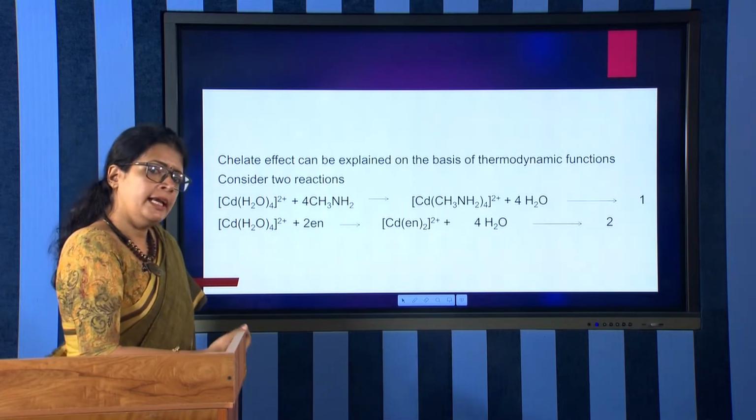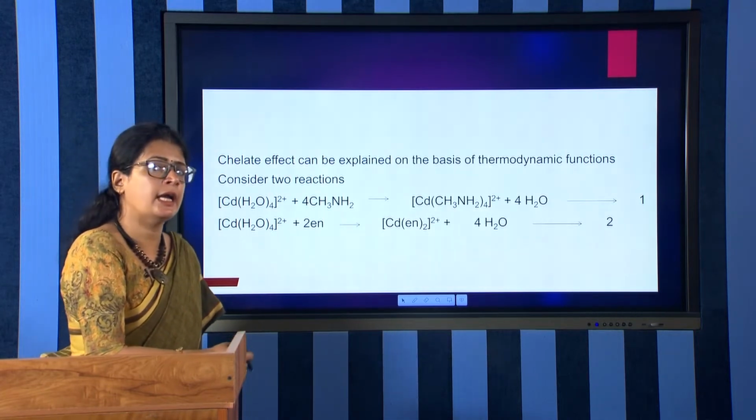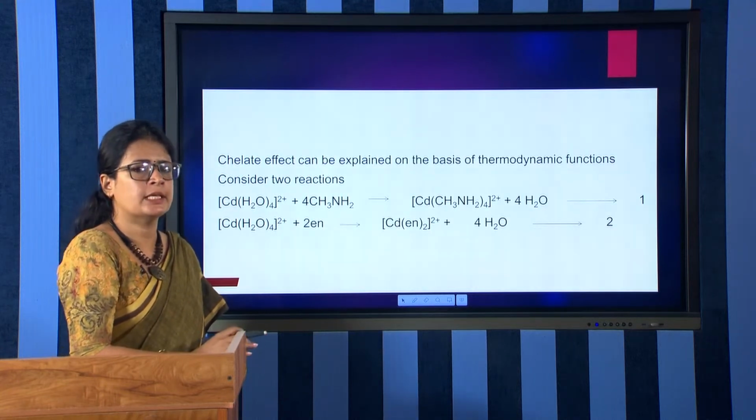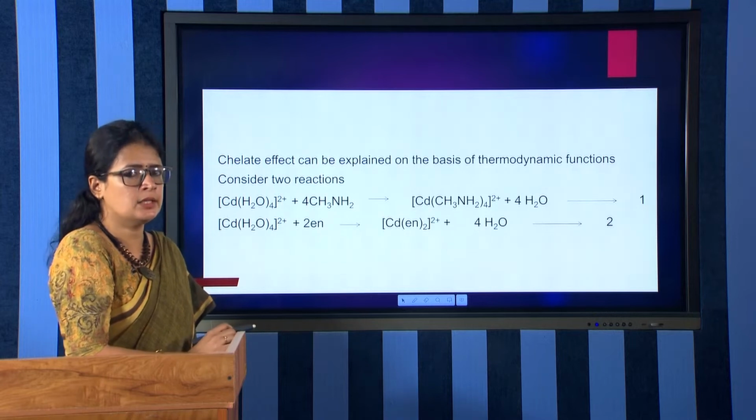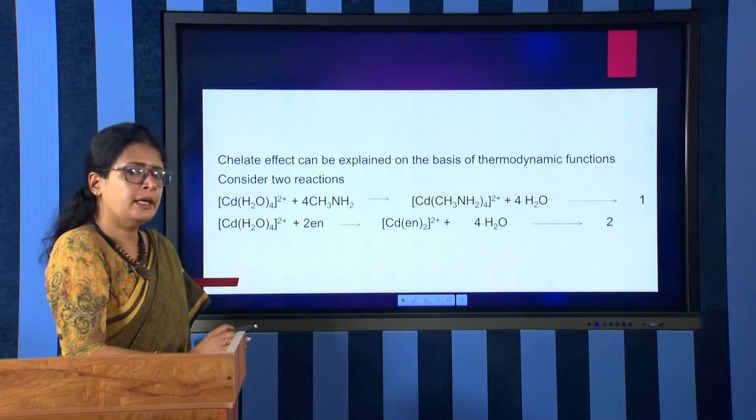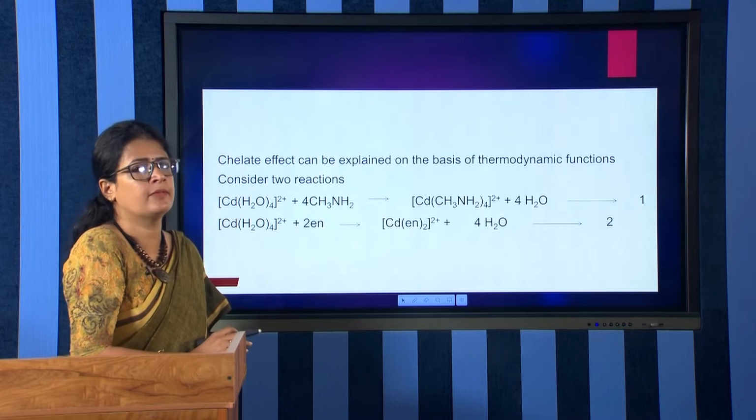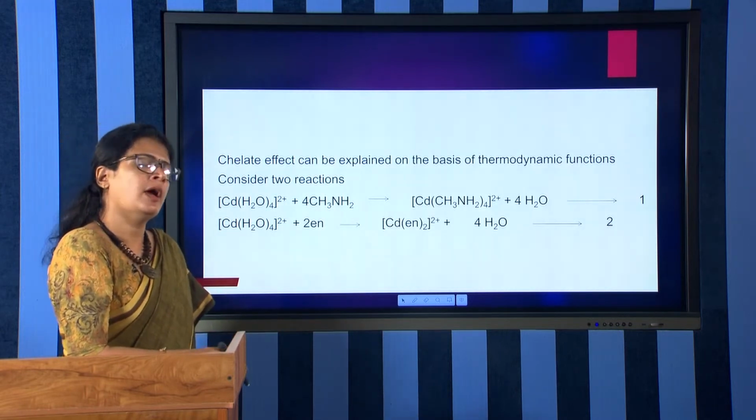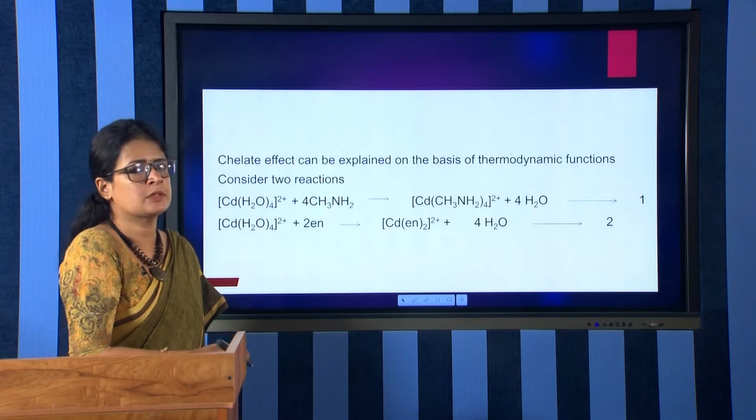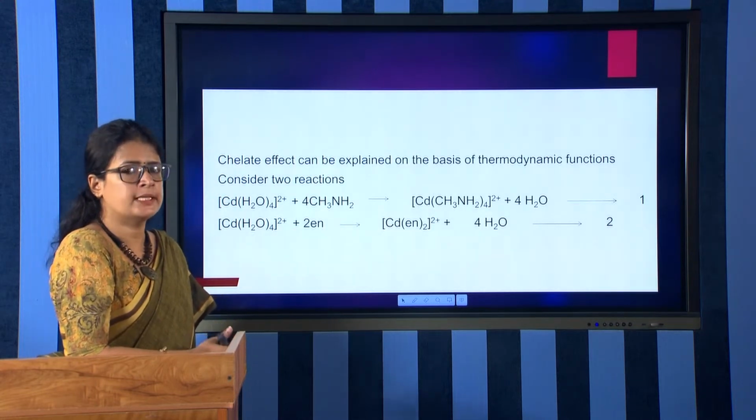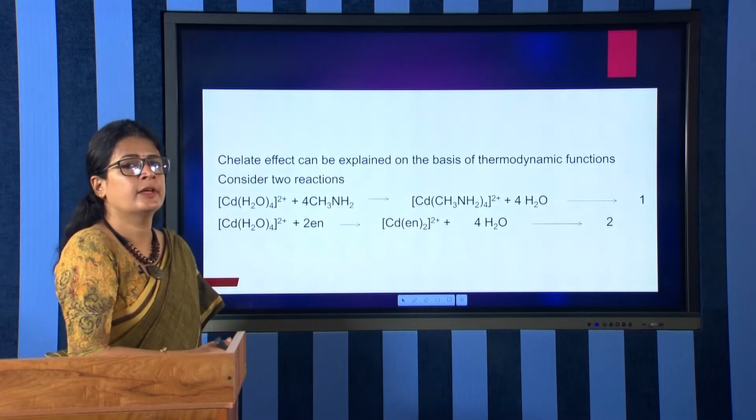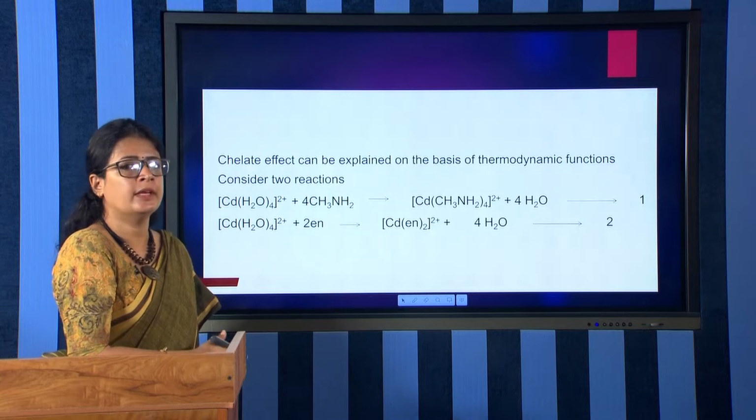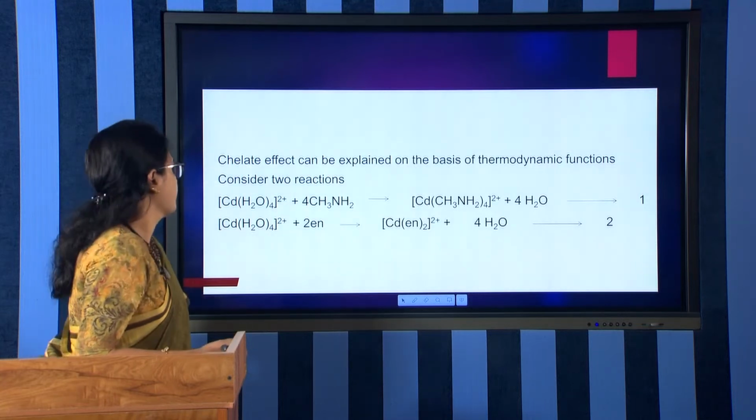And this is the chelate effect, that is, chelates are highly stable. I have already told that metal chelate complexes are very stable, exceptionally stable. And what is the reason for this exceptional stability? It can be explained on the basis of thermodynamic functions. You have studied thermodynamics in the physical chemistry classes. There we have considered different terms, that is enthalpy, entropy, free energy, etc. All will be discussed here.